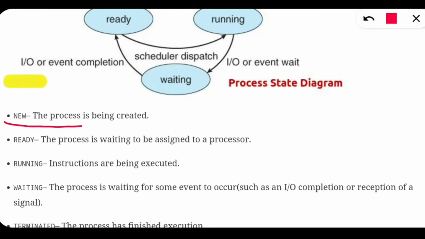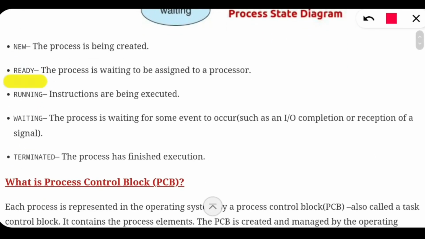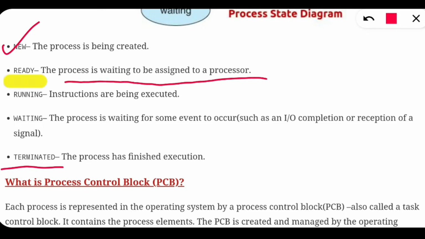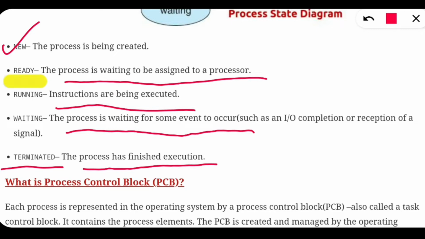This is the new state, this is the ready state, running state, waiting state, and terminated state. In the new state, the process is being created. In the ready state, the process is waiting to be assigned to a processor. In the running state, instructions are being executed. In the waiting state, the process is waiting for some event to occur, say an input output operation. In the termination state, the process has finished its execution.